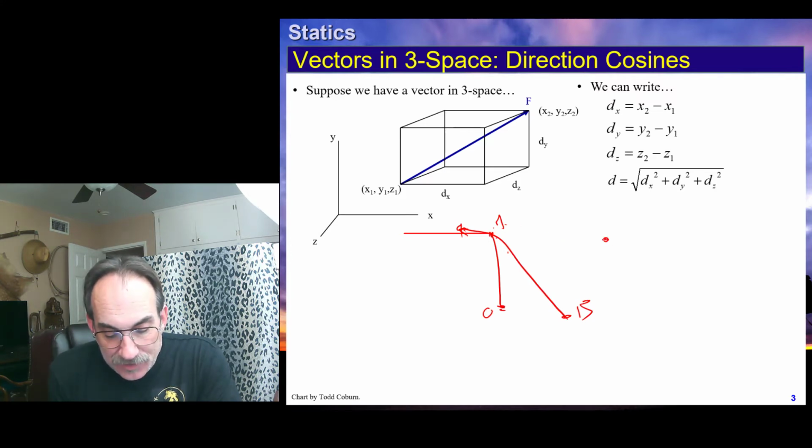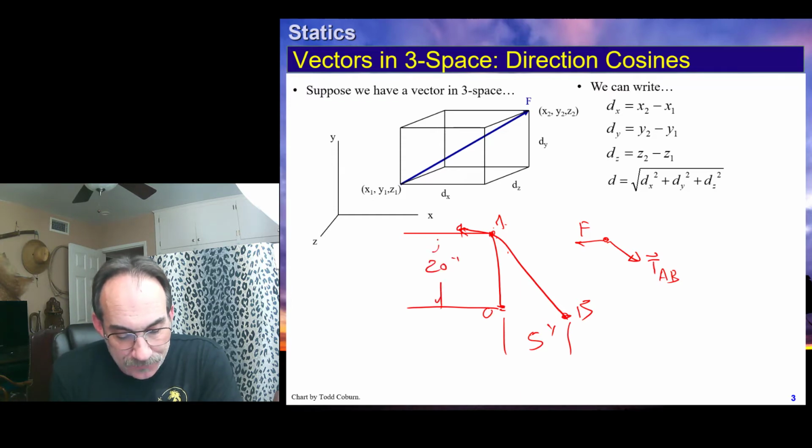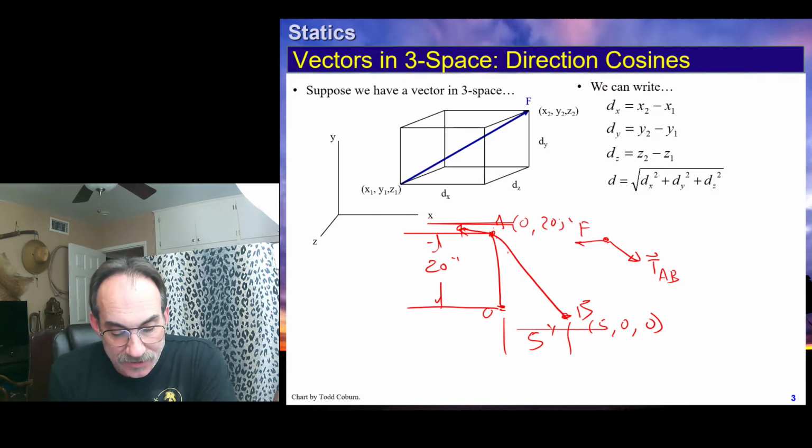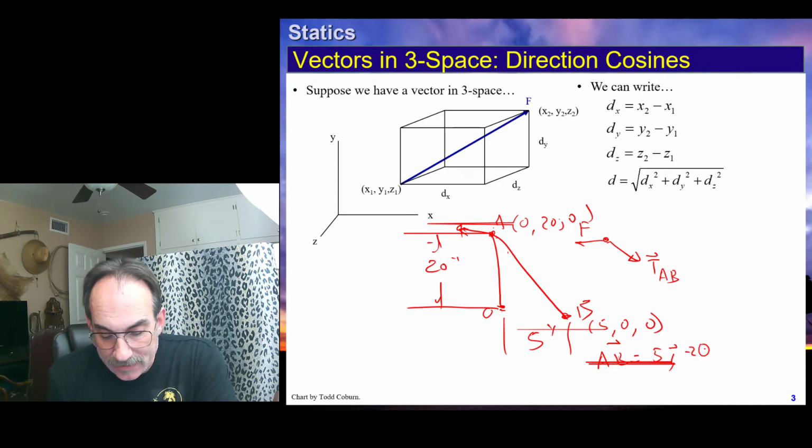We can draw a free body diagram of this point A, and we'd have this force applied here. And now we have this cable in tension. We'll call it T. That tension is moving from A to B, and it's a vector. All we have to do is identify the location of the coordinate system. Let's say this is 5 inches, and this is 20 inches, and let's say this is all in a plane. What that would mean is that when we move from here to here, B is going to be at 5, 0, 0 and A is going to be at 0, 20, 0. Therefore, the line segment AB is simply B minus A, which is 5 minus 0 in the i, 0 minus 20 in the j, and 0 minus 0 in the k.